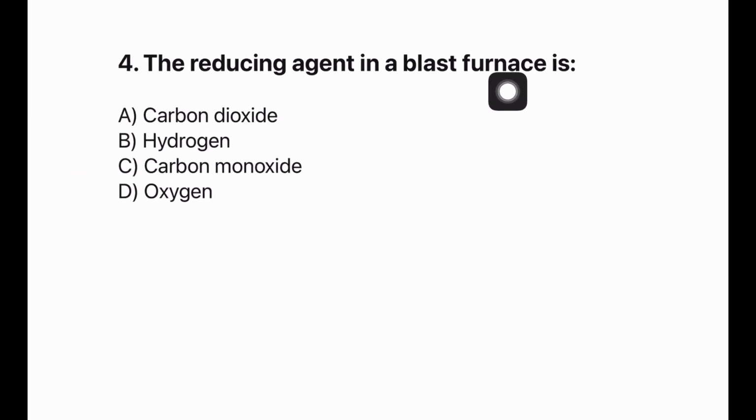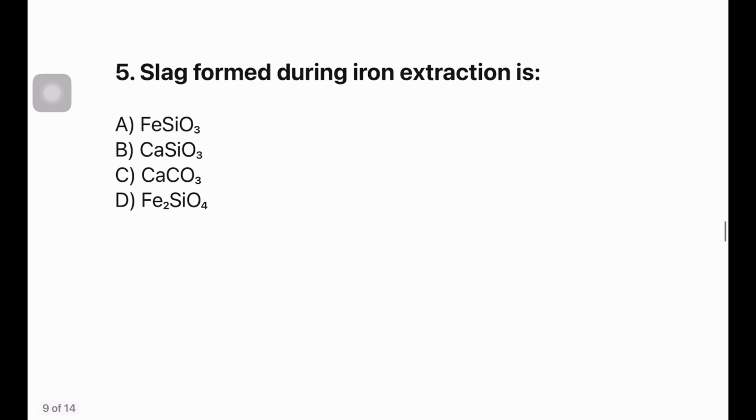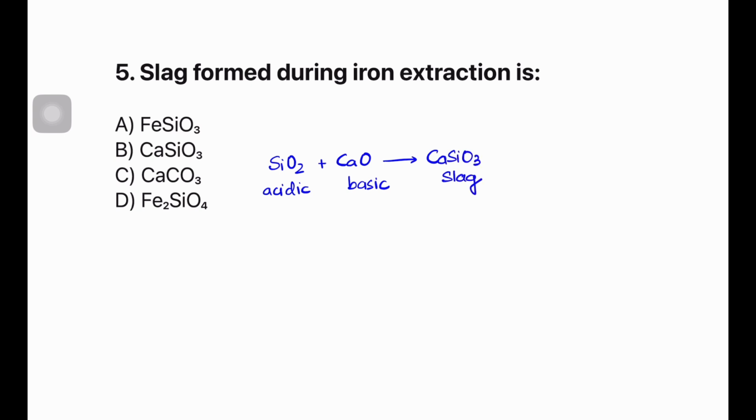the reducing agent in blast furnaces. So just discussed earlier, that must be carbon monoxide. That will reduce the Fe2O3 to Fe. Next, the slag formed during iron extraction is? So basically, the gangue in iron metallurgy is SiO2, and we add the flux, that is CaO, right? And they will react. This is acidic in nature, and this is basic. They will react together to form CaSiO3, that is the slag. So the correct answer should be B.